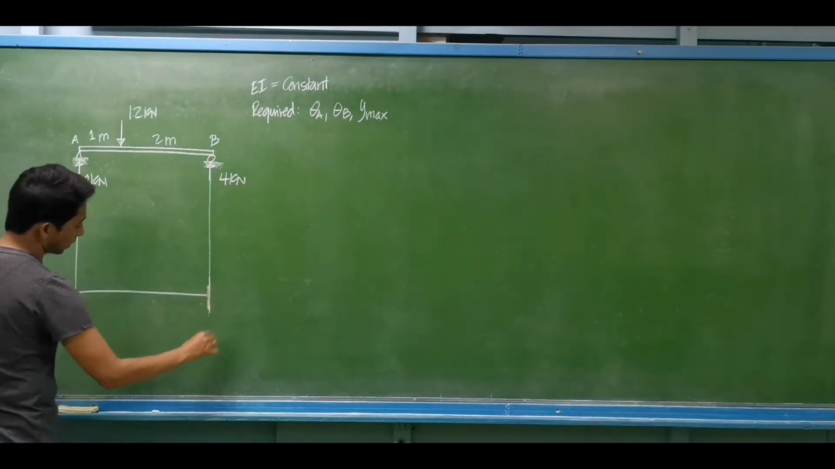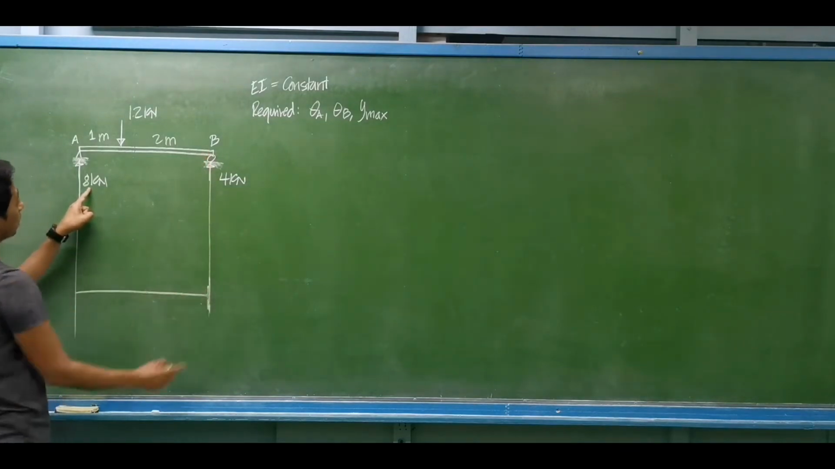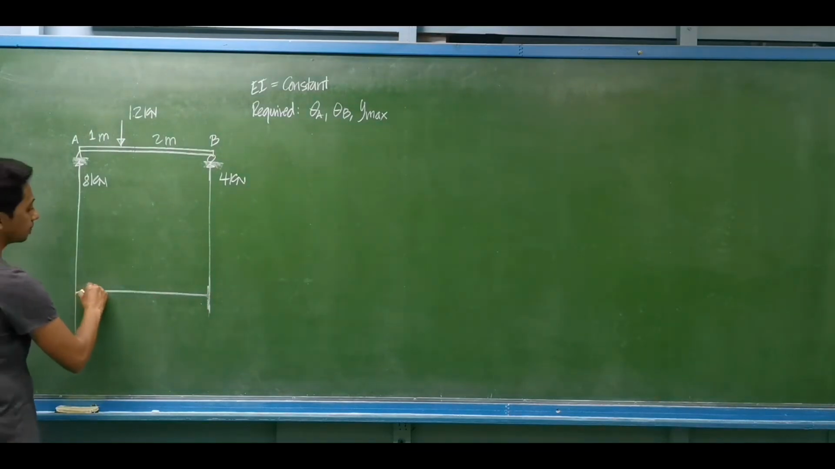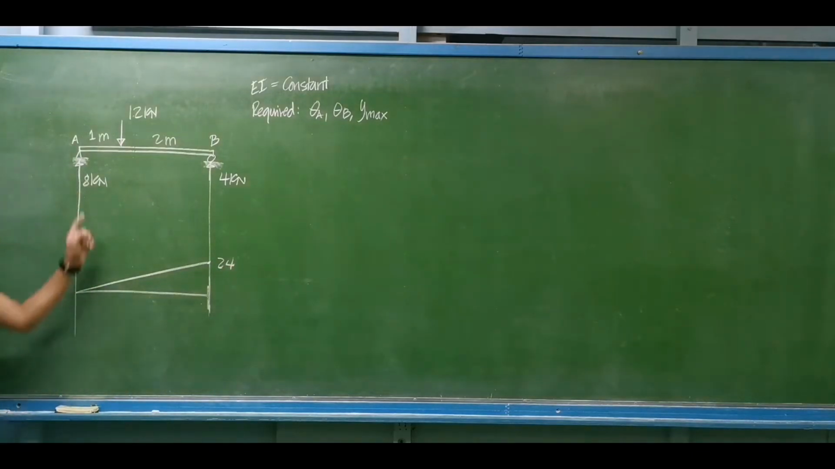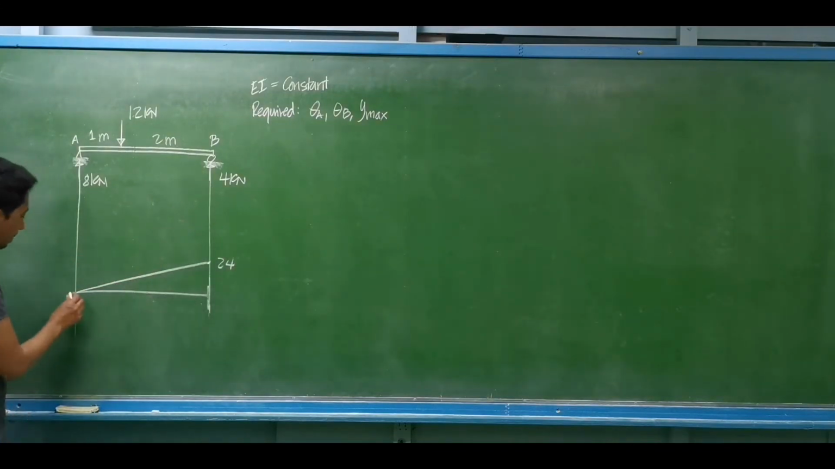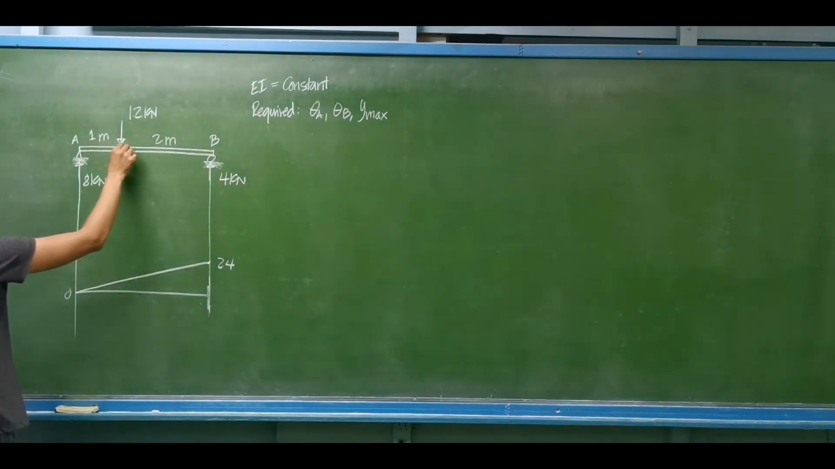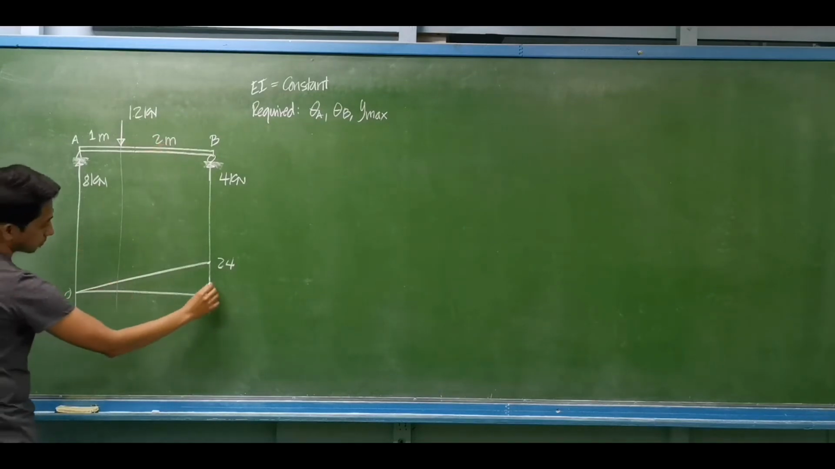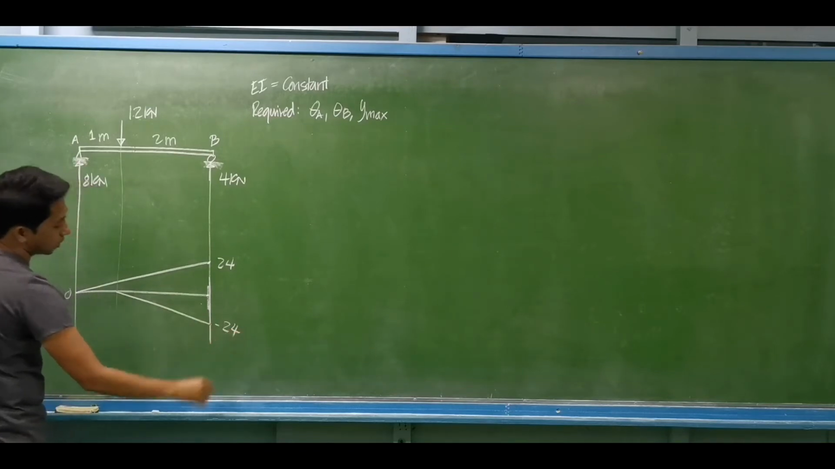Then we are to draw the moment diagram. So what is the moment caused by 8 kilonewtons with respect to point B? That is the same as 8 kilonewtons times 3 meters, which is equal to 24 kilonewton meter. The area above will be positive, and the area below will be a negative area moment. So this is 12. With respect to point B, that is 12 times 2.